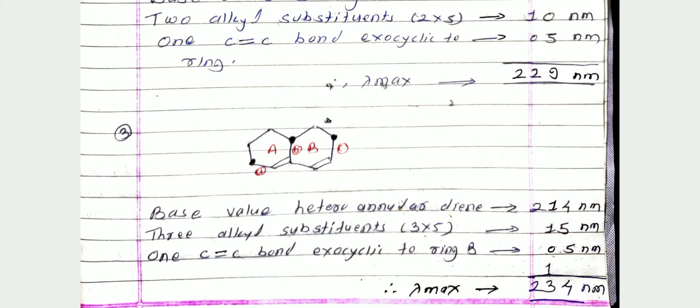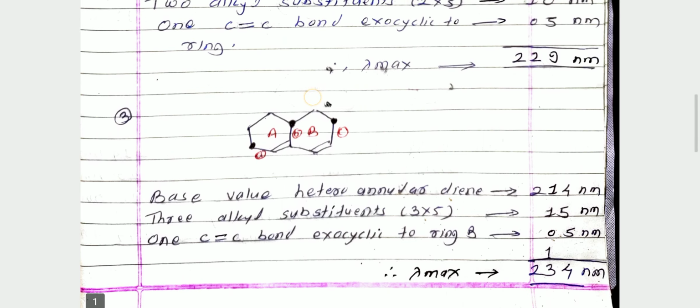And you see ring B containing an exocyclic double bond, meaning the double bond present in ring A is the exocyclic double bond for ring B. Exo means outside the ring. This double bond is outside the ring but attached to ring B. Therefore, this is one carbon-carbon exocyclic bond to ring B, and the exocyclic double bond value is 5.